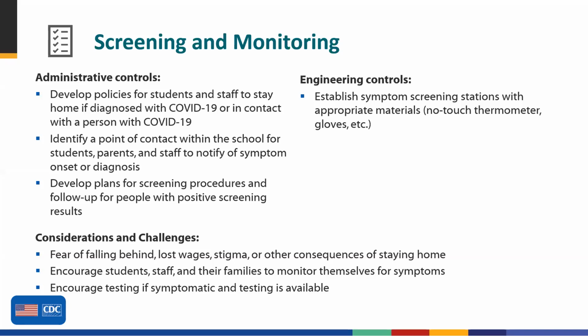Considerations for screening include being aware that students and staff may fear the repercussions of admitting to having symptoms, which can include fear of falling behind, fear of lost wages, stigma, or other consequences. Schools can work to develop policies to mitigate these effects so that people feel more comfortable reporting symptoms, like developing more lenient attendance requirements and making it easier for students to follow along with classes from home. Also, if school-based screening is not feasible, schools can encourage students and staff to monitor themselves for symptoms and educate them on when to self-isolate. And finally, schools can encourage students and staff to seek testing when appropriate if it's available.